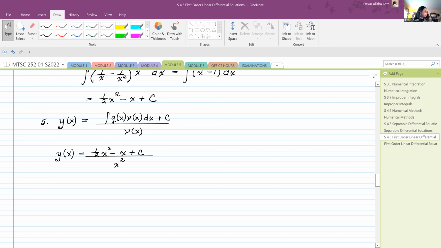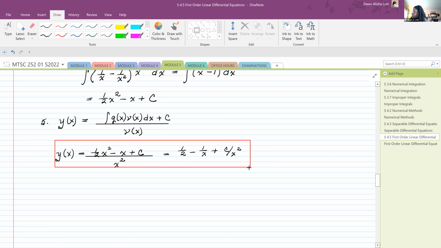Okay, are there any questions about this? So this is 1/2 minus 1 over x plus c over x squared. All right, so that is the solution to our problem. Okay, questions?